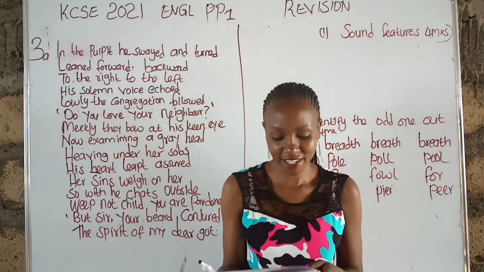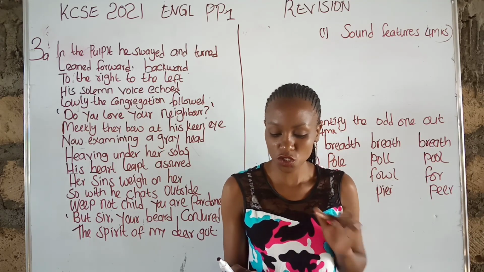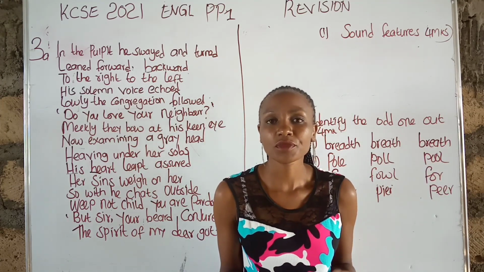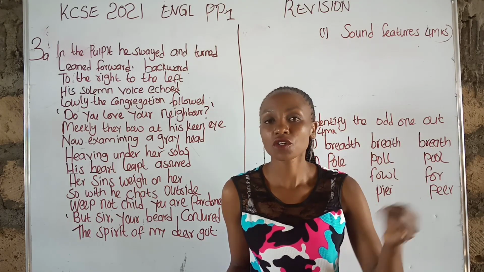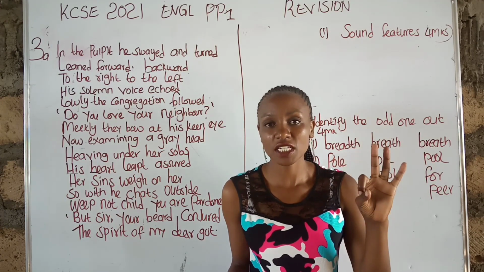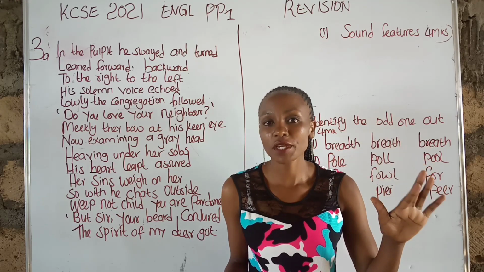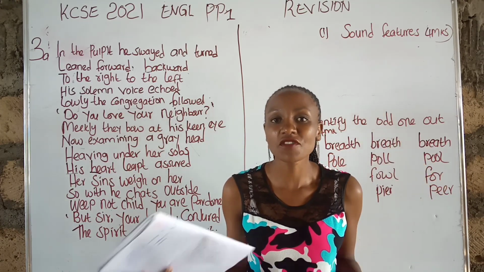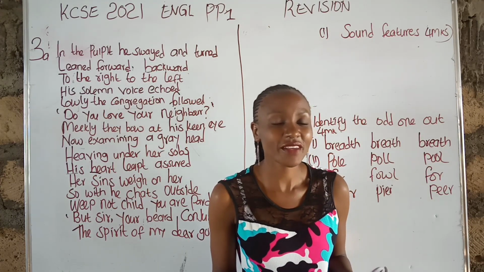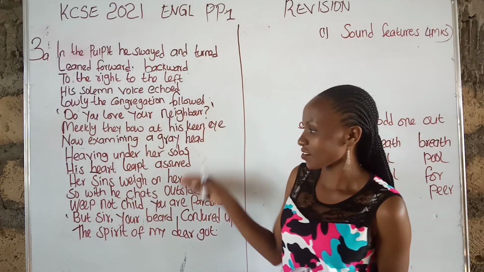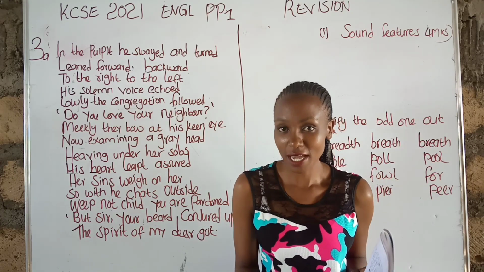So that is the poem. Question 1 says, identify and illustrate 2 sound features in the poem. We have so many sound features. We have alliteration, assonance, consonance, onomatopoeia, idiophones, and rhyme. So you're going to check which ones are in the poem. By the way, you can pause your video and try to identify them before we do.